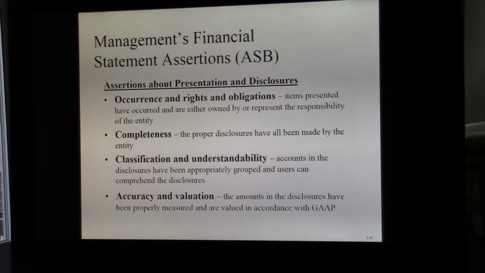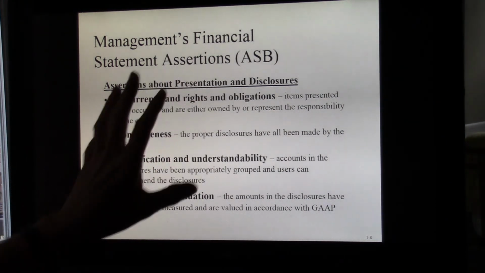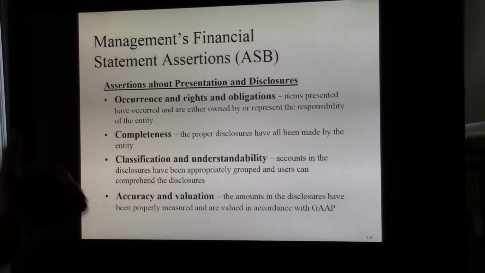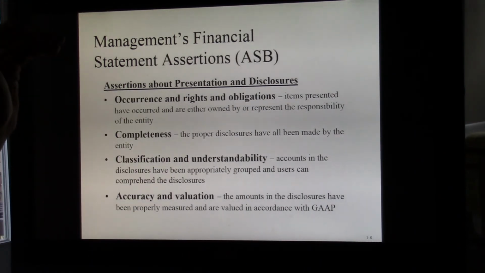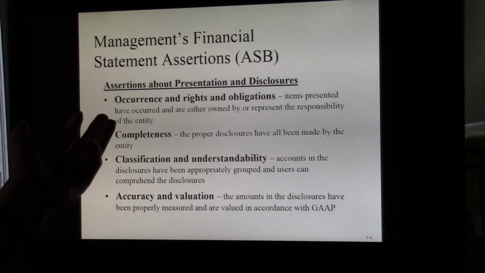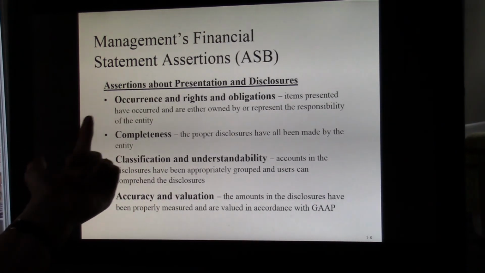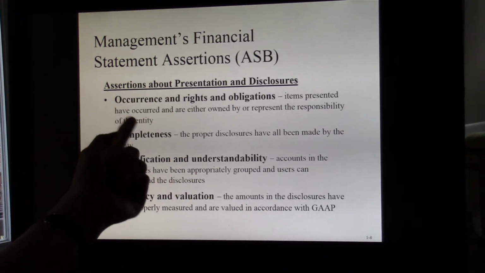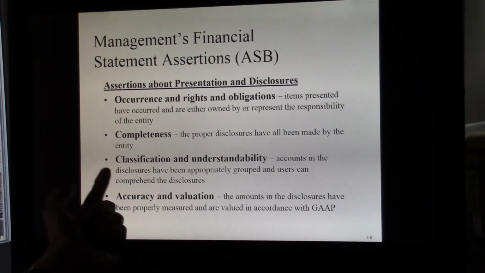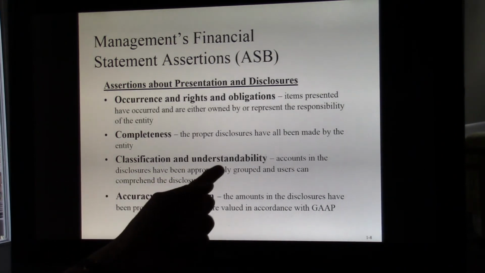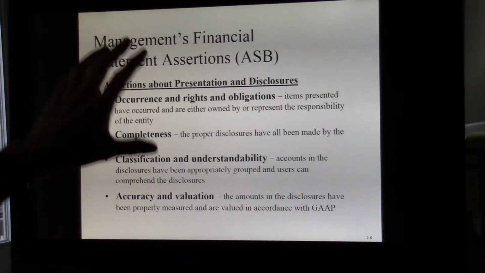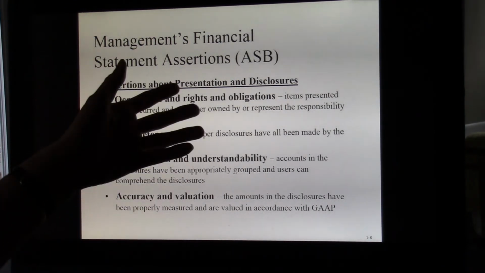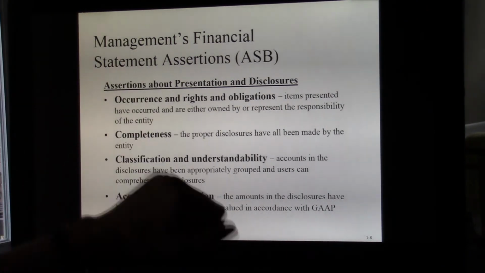All right, and presentation and disclosure. That means my disclosures, my overall financial statements, and how I'm presenting them and when it goes in. Everything is there, either items have occurred or are owned. It's complete. Classification and understandability: you can understand it. Accuracy and valuation are the same thing, but just for the disclosures, things you have to disclose, like contingent liabilities.